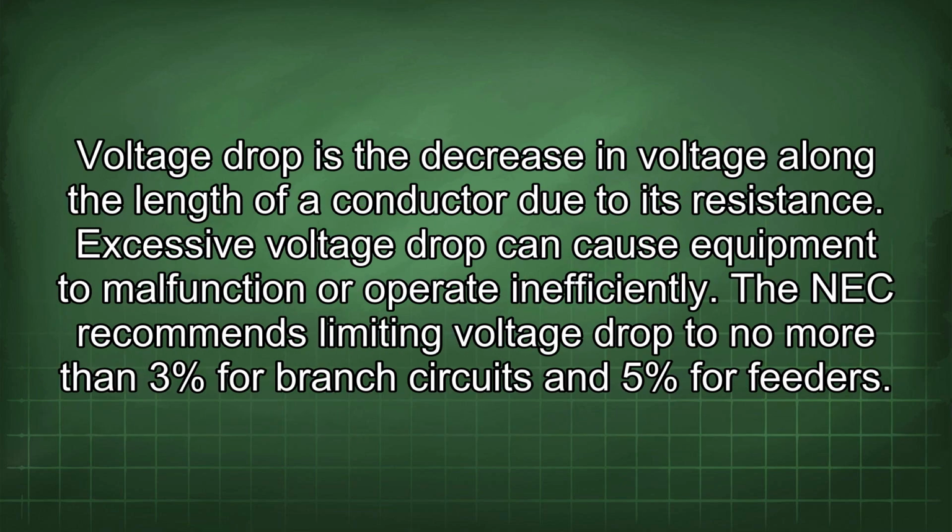Voltage drop is the decrease in voltage along the length of a conductor due to its resistance. Excessive voltage drop can cause equipment to malfunction or operate inefficiently. The NEC recommends limiting voltage drop to no more than 3% for branch circuits and 5% for feeders.